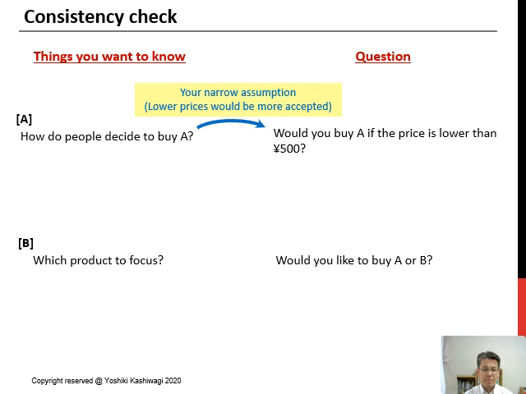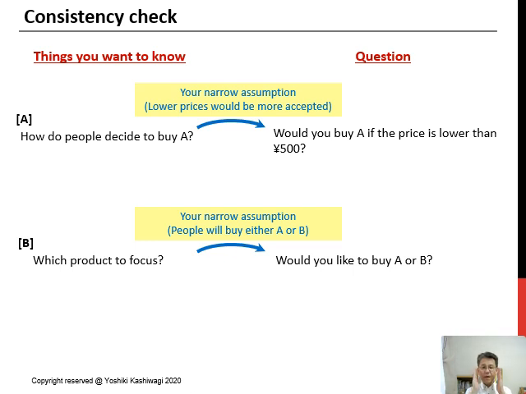Let's look at another example, B. Which product to focus on? And then the question is, would you like to buy A or B? What's wrong with it? Again, this is a very narrow assumption. This person assumed that people will buy either A or B. But there is the other option of not buying A or B, or choosing something else. This assumption is all about people definitely buying A or B, but this is not all the options that they can take. So this is an issue too. So how would you fix them? That's the next question.